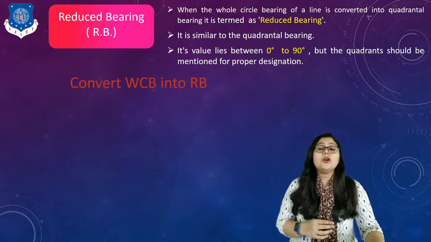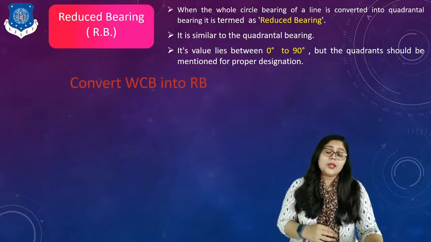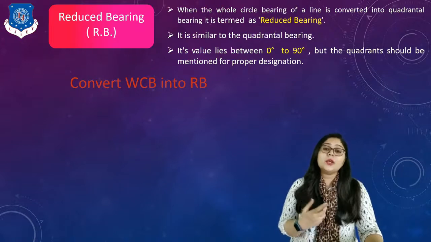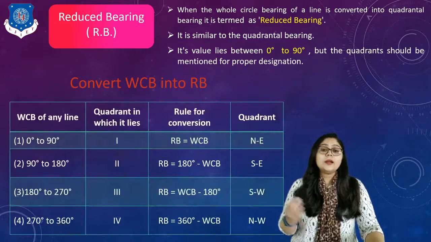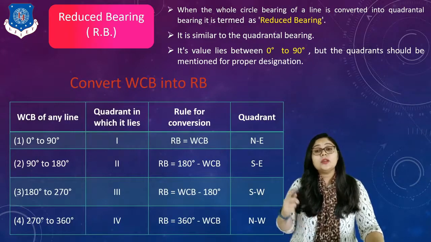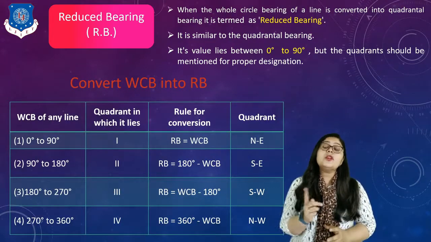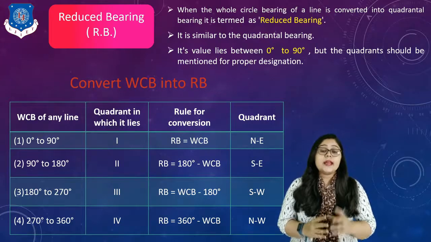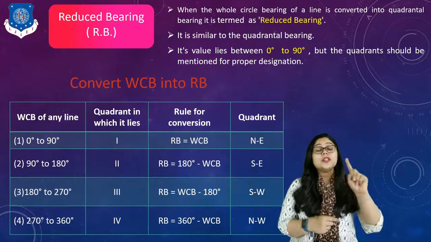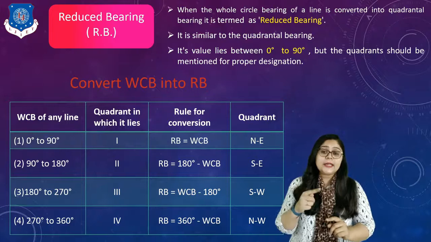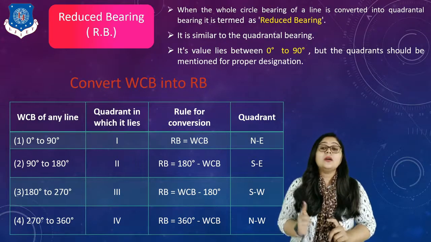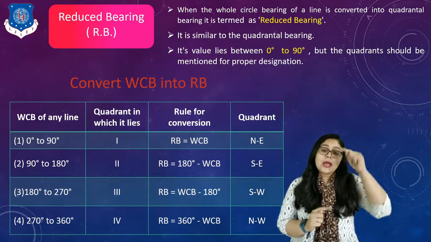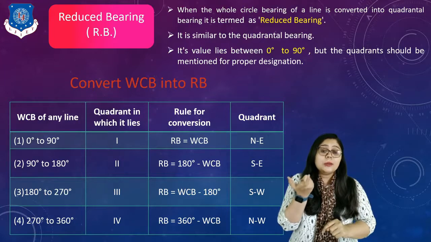So here, if I want to convert WCB into RB, what are the methods or what are the equations for different quadrants I should follow? For that, a table is given in which the first column says the WCB of any line. It means, as we have discussed earlier, the first quadrant has the range of 0 to 90, the second has the range of 90 to 180, the third 180 to 270, and the last is from 270 to 360, giving each quadrant's value for WCB.